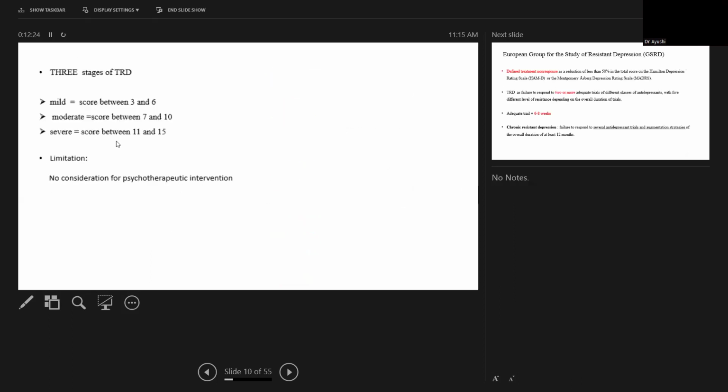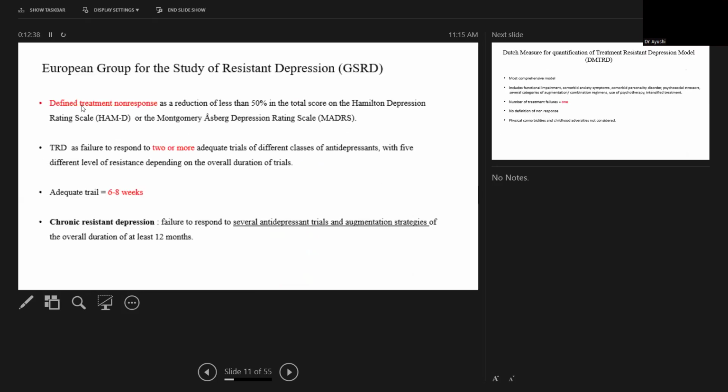So according to that, they have given 3 stages of TRD, that is mild, a score of 3 to 6, moderate, a score of 7 to 10, and severe, a score of 11 to 15. And the limitation for this was that they have also not considered any psychotherapeutic interventions. Then there is European Group of Study of Resistant Depression, GSRD. They, for the first time, defined treatment response as a reduction of less than 50% in the total score on HAM-D or MADRS scales.